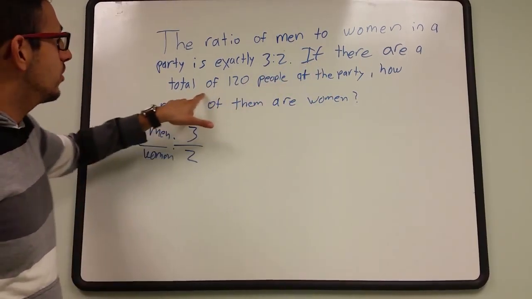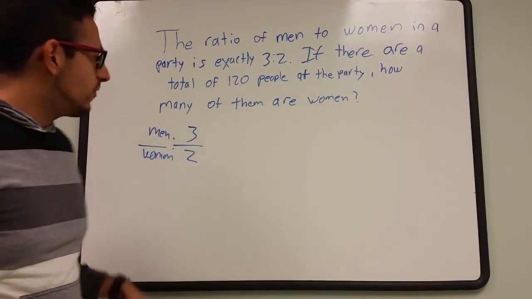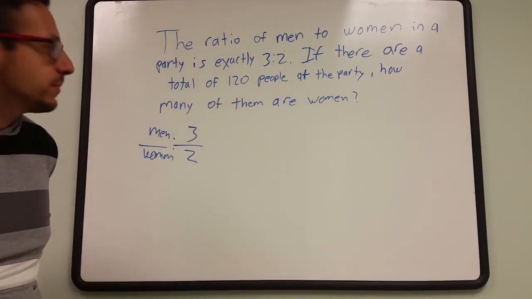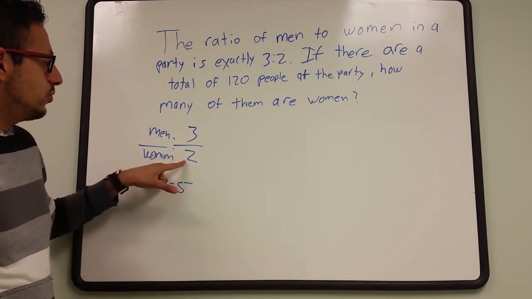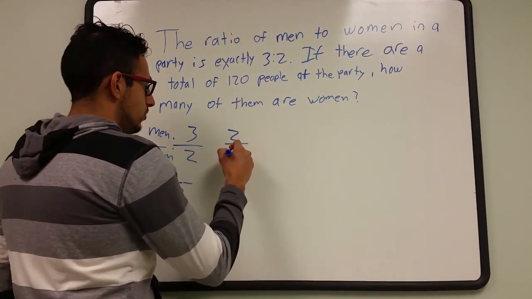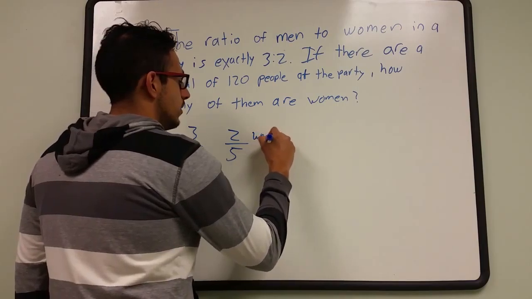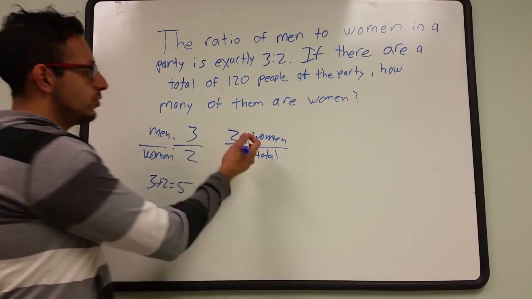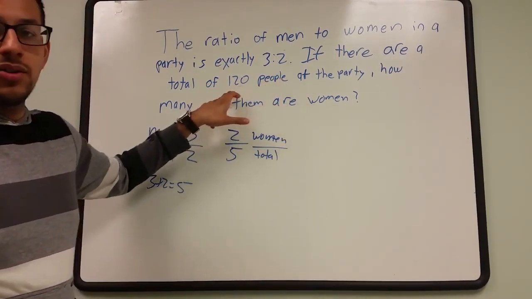They tell us the total number of people is 120. How many of them are women? So we're trying to figure out how many women are in a total of 120 people. We can use this saying that for every 5 people, there's 2 women, right? So the ratio is 2 to 5. So this is the ratio of women over total.